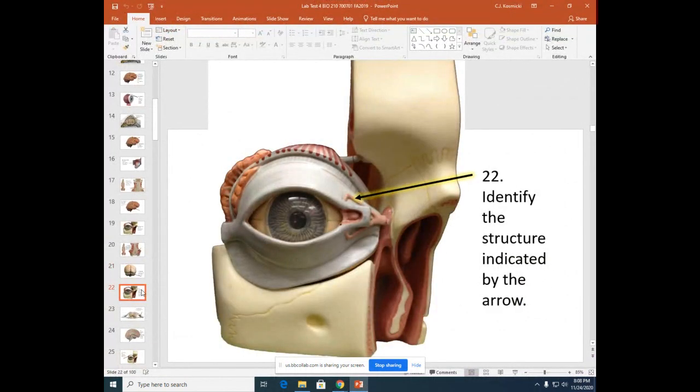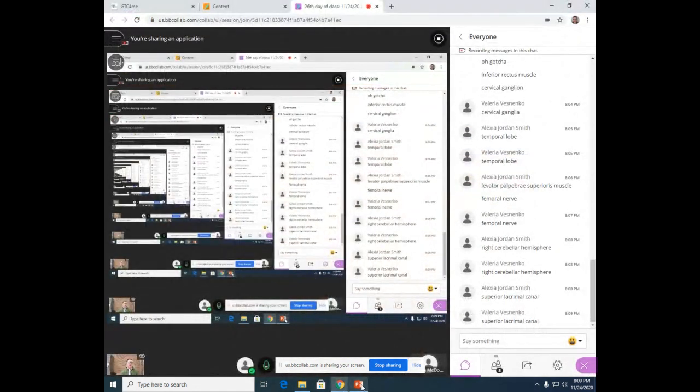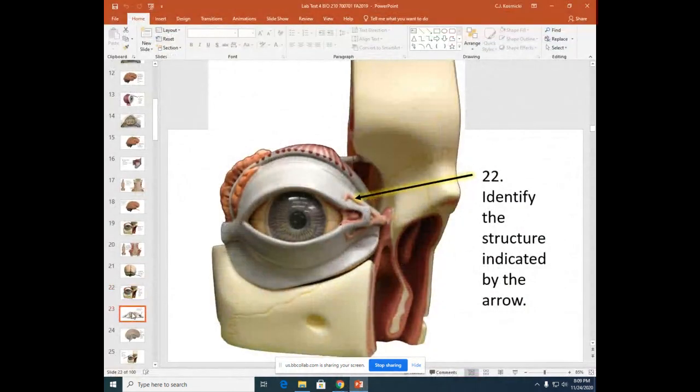Okay, let's jump back into the eye. Part of the apparatus that drains the tears from your eye. So this guy here, you can see where it's located. I'll give you a hint, the opening to this structure is called the puncta, P-U-N-C-T-A. So what are we thinking? Yep, canal, or another term is canaliculi, but canal's fine. Superior lacrimal canal. Very good at home.